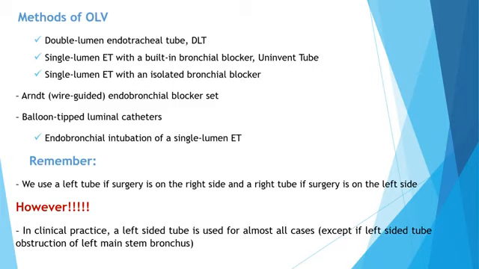Remember, we use a left tube if the surgery is on the right, and we use a right tube if the surgery is on the left. So the opposite side, so that we ventilate one lung and avoid infection of the injured lung. However, in clinical practice, a left side tube is used in almost all cases, except if there is obstruction of the left mainstem bronchus. So use the right side tube if the surgery is on the left side.